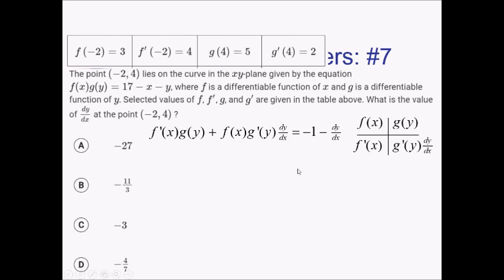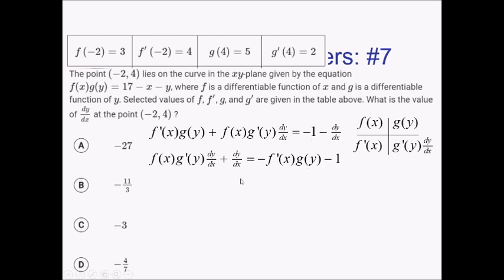At this point now I have to isolate dy over dx. So anything with a dy over dx is staying on the left side. Anything without it, moving over to the right side. So I can keep this f of x g prime of y dy over dx term right here on the left side. But I want to add this dy over dx on the right side over to the left side so that I have all of those dy over dx's together. And now this f prime of x g of y has to move over to the left side, so I have to subtract it. And then I still have a -1 on the right side, so I'm just going to leave that there.